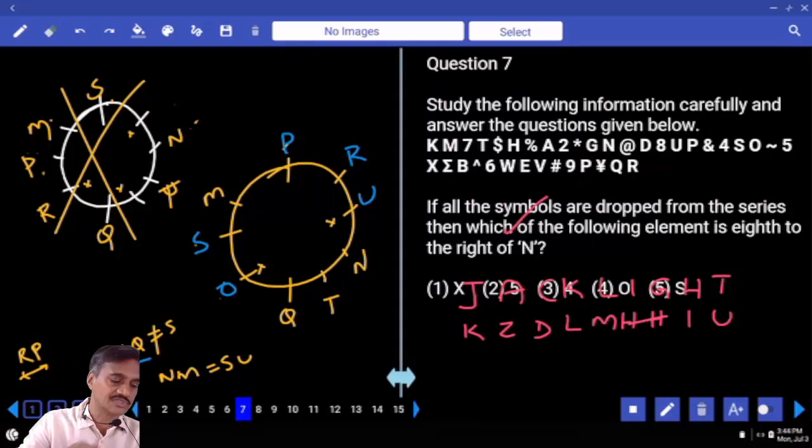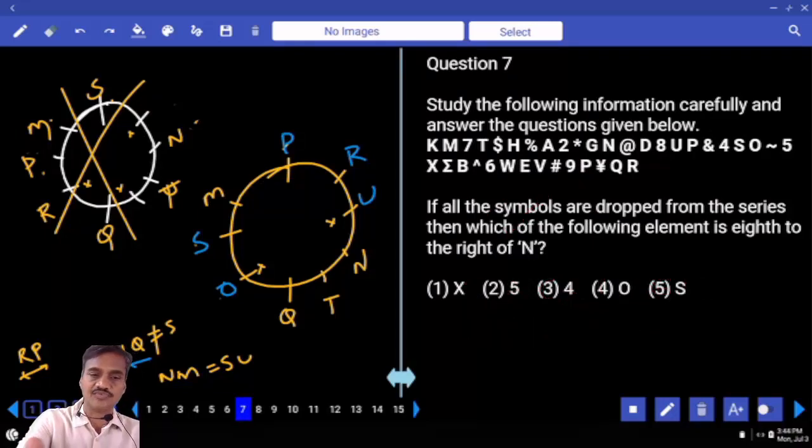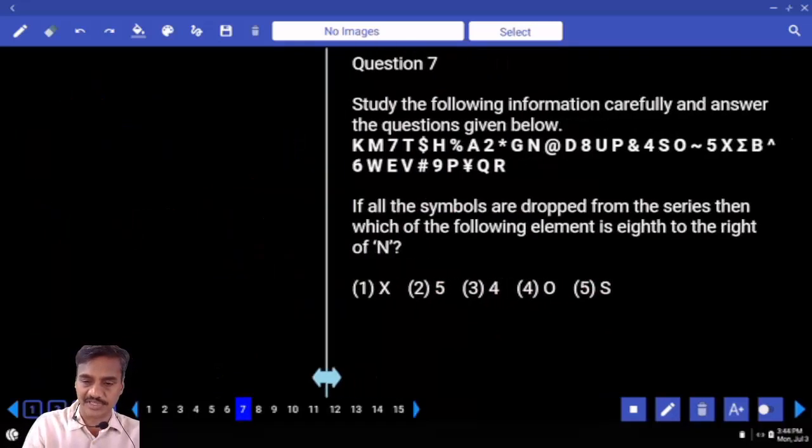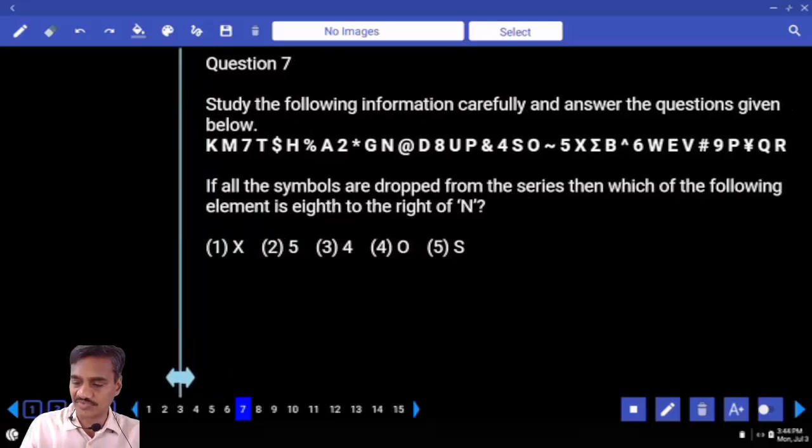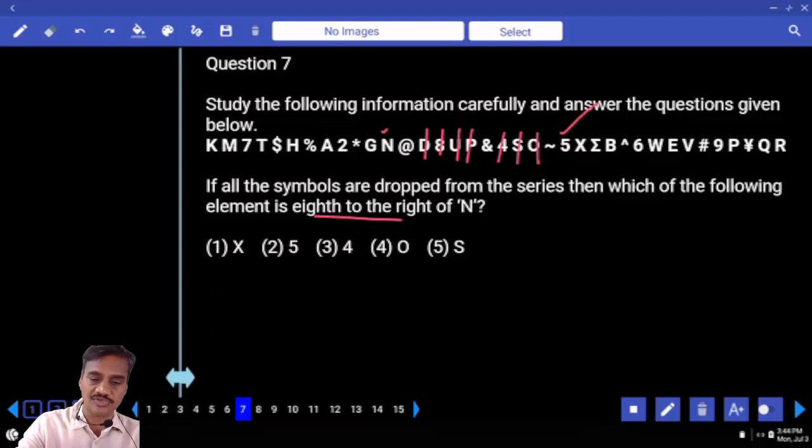Then 7 onwards it is based on sequence. If all the symbols are dropped from the above arrangement, then which of the following is 8th to the right of N? 8th to the right of N without the symbols, we need to check over here. 1, 2, 3, 4, 5, 6, 7, 8. What is your answer here? 5, that is the choice for question number 7.